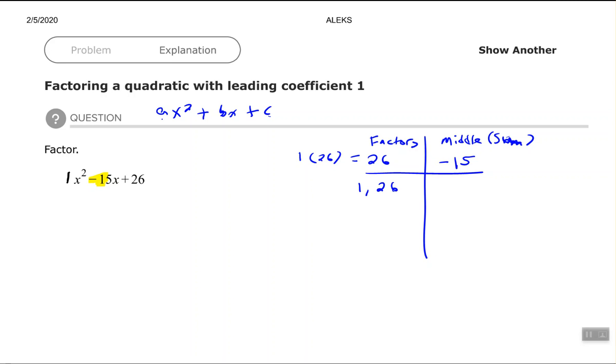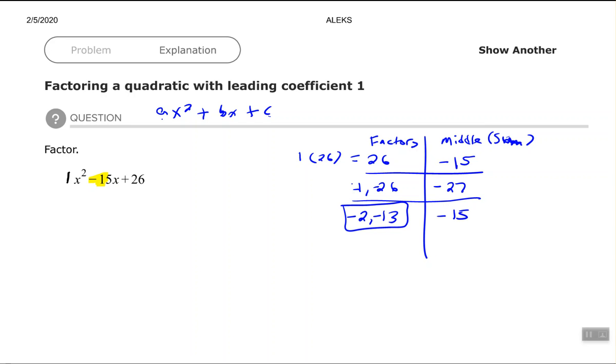Okay, so let's go through the factors of 26. So 1 and 26, negative 1 and negative 26, but that adds up, negative 1 plus negative 26 is negative 27, so that doesn't work. 2 will go into 26 13 times, so 2 times 13 is 26. However, I know they both have to be negative in order for my sum to be correct. So negative 2 plus negative 13 is negative 15. So negative 2 and negative 13, those are the factors that I need.